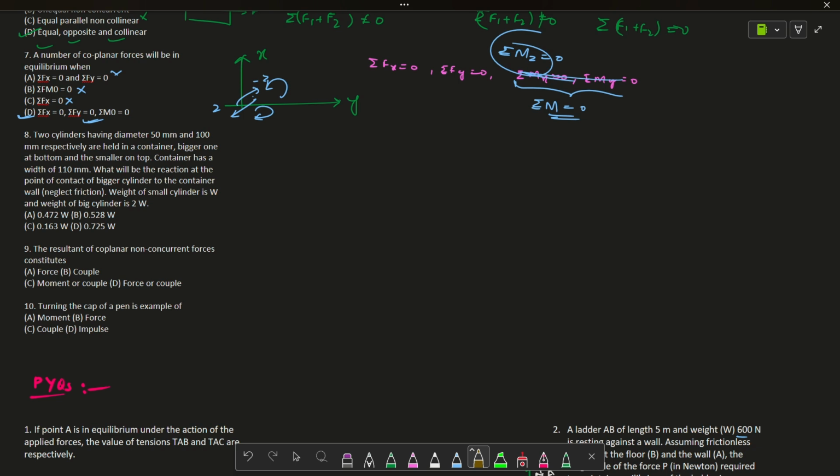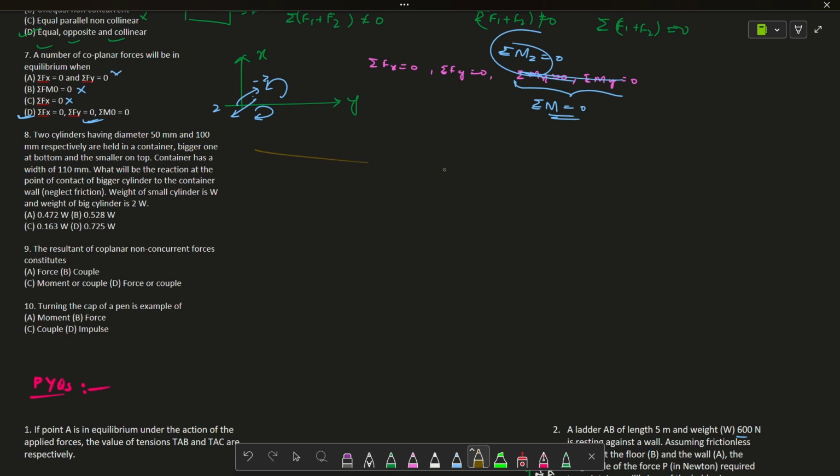Two cylinders having diameter 50 and 100 mm respectively are held in a container, bigger one at the bottom and the smaller one at the top. Container has a width of 110 millimeter. What will be the reaction at the point of contact of the bigger cylinder to the container wall, neglecting friction? Weight of the small cylinder is W, and the weight of the big cylinder is 2W.